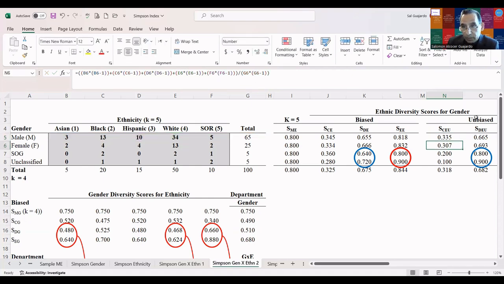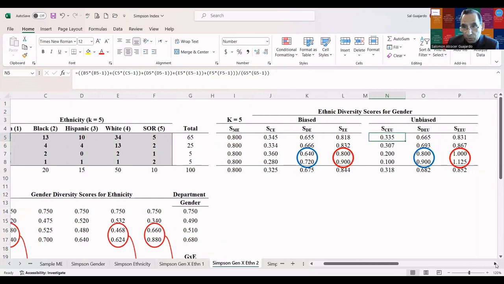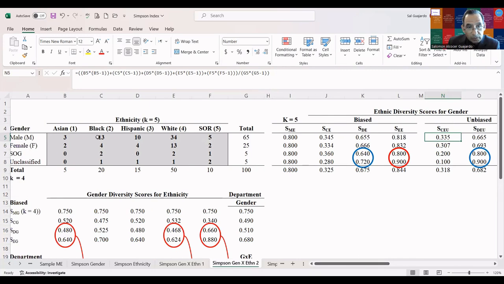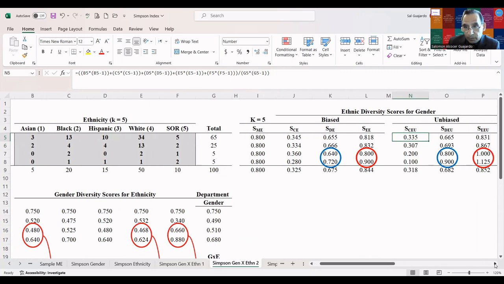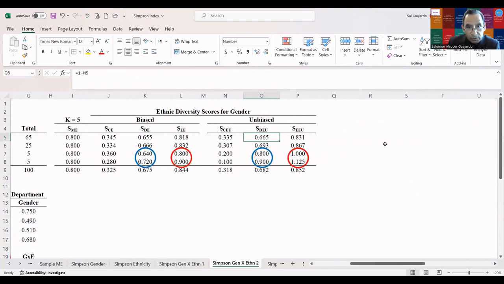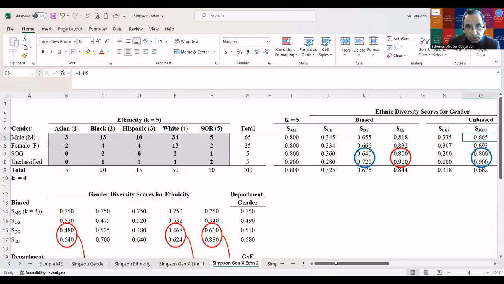So then that gives me the unbiased concentration score of 0.335, which indicates that there's a 34% chance that if I select 2 males, they will be of the same ethnic group. Again, to calculate the diversity score, it is going to be 0.335, subtract that from 1, which gives me 0.665. And again, that's 67% that if I randomly select 2 males, they will be of a different ethnic group.